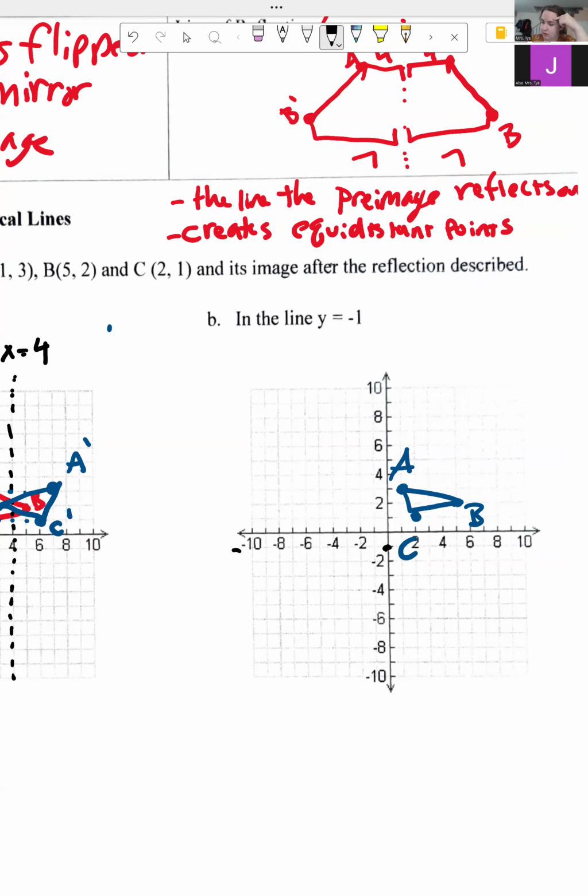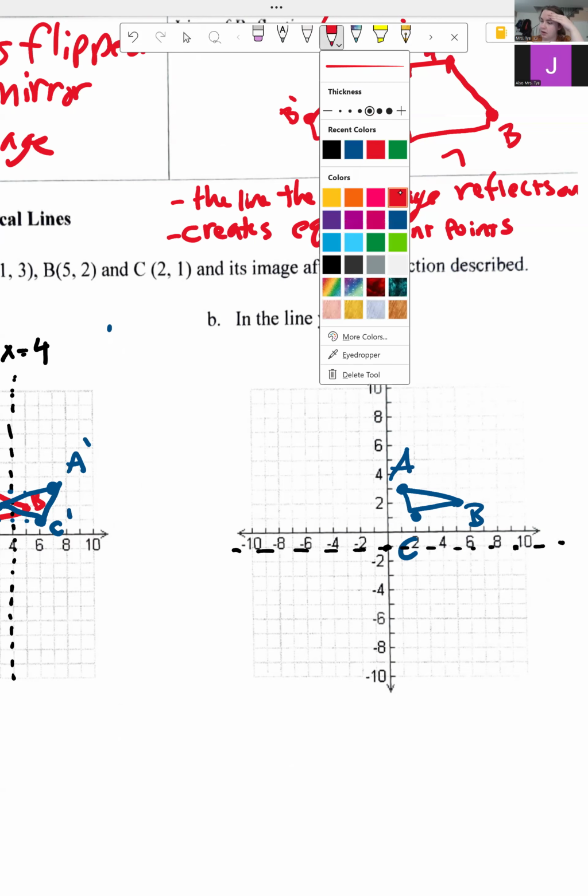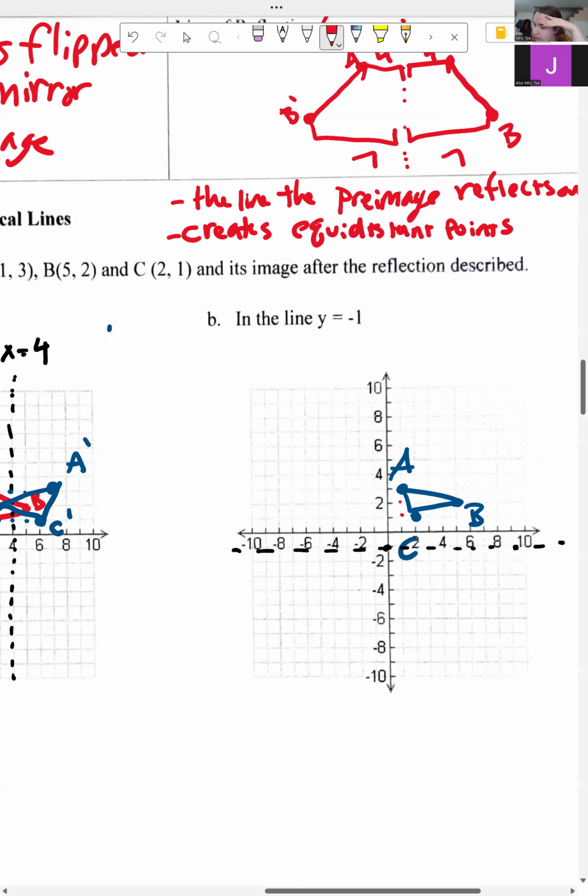So y equals -1, that's right here. Instead of reflecting this way, we're now reflecting down. So we have to see how far away we are from the line of reflection, but down. Okay, so A looks like it's 1, 2, 3, 4 from the line of reflection.